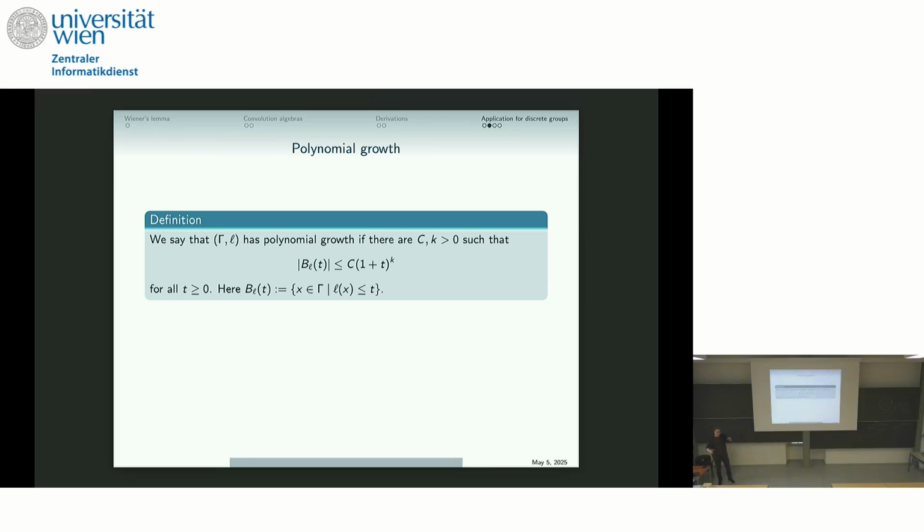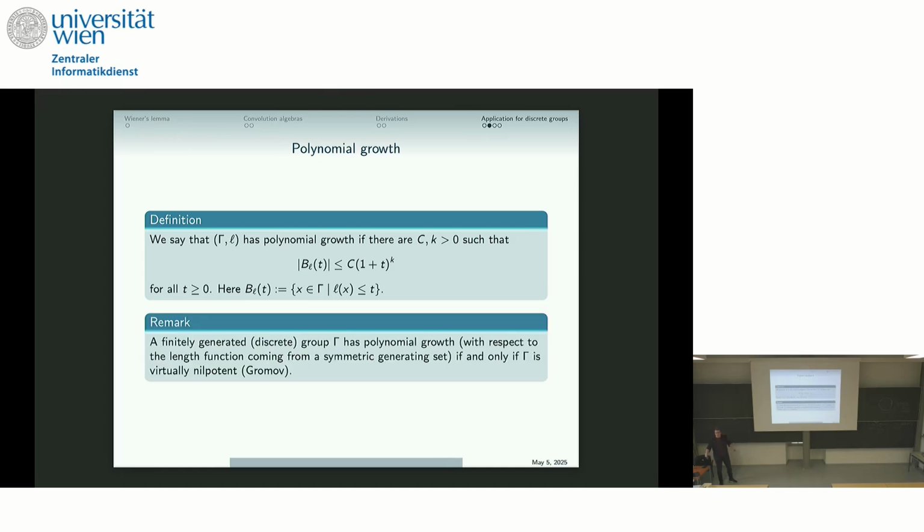I'll say that a pair consisting of a group gamma and a length function L has polynomial growth if there exist some numbers C and K such that I can bound the cardinality of the L balls polynomially. Specifically, the cardinality of the L ball of radius t is bounded by C times (1 plus t) to the power of K for all t larger or equal to 0. And the L ball of radius t is exactly what you think it is: exactly the elements x that have length at most t.